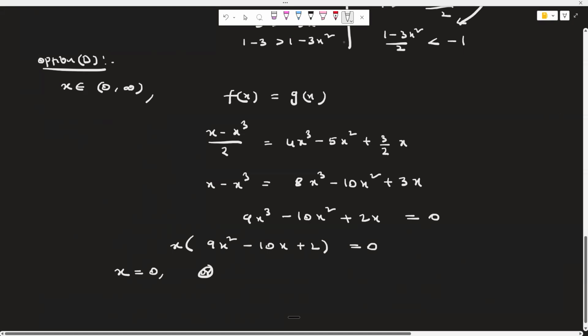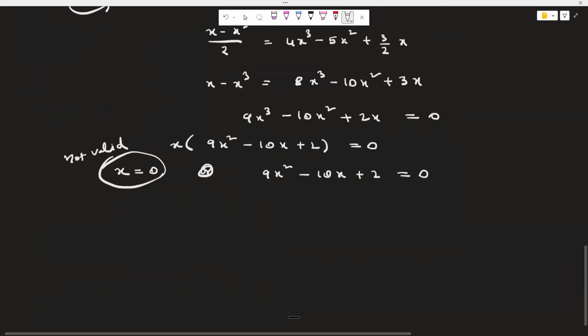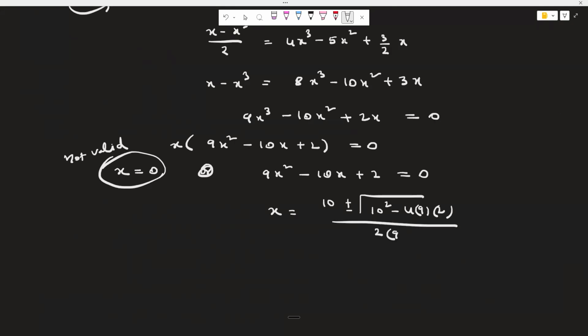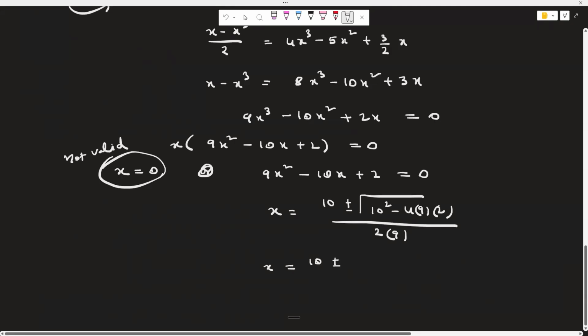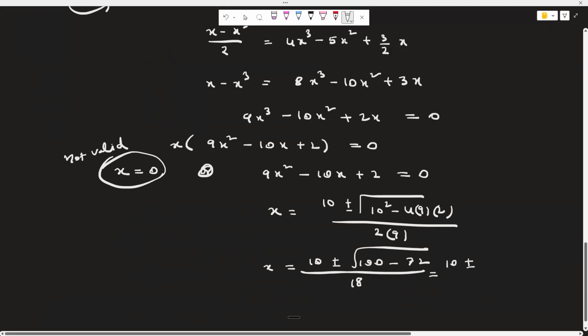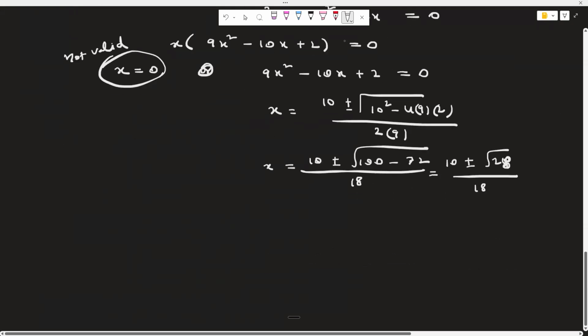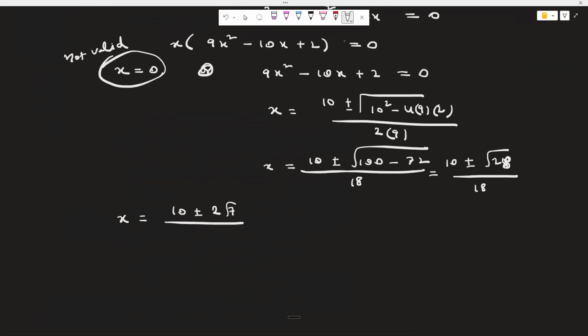From these two factors, we have either x is equal to 0, but our required solution is more than 0, so it is not valid. In the other case, 9x square minus 10x plus 2 is equal to 0. Let us solve this quadratic equation. X is equal to minus b plus or minus root of b square minus 4ac by 2a. So 10 plus or minus root of 100 minus 8 nines are 72, which is root 28, divided by 18. You can write root 28 as 2 root 7, so 10 plus or minus 2 root 7 upon 18. Cancel 2, so 5 plus or minus root 7 divided by 9.